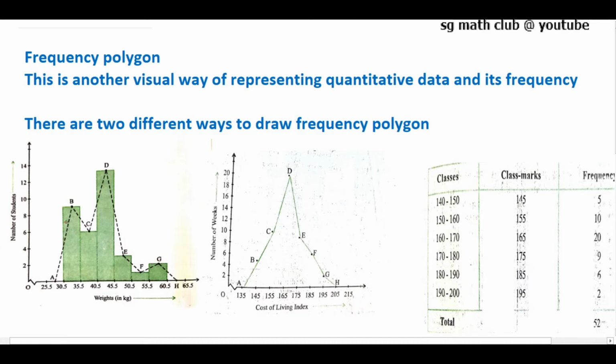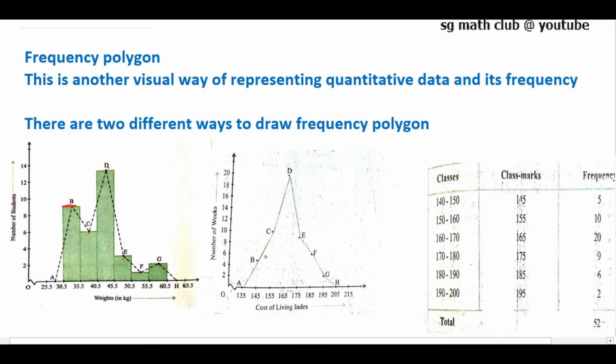First one is, we need to draw the histogram first, then take the midpoint of the upper side of these rectangles. So mark the midpoint of these rectangles, then join those midpoints using line segments. So this is one way of drawing a frequency polygon.